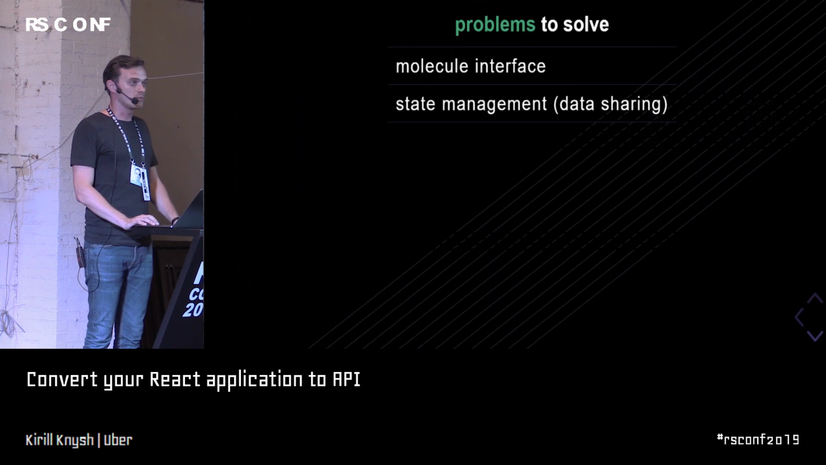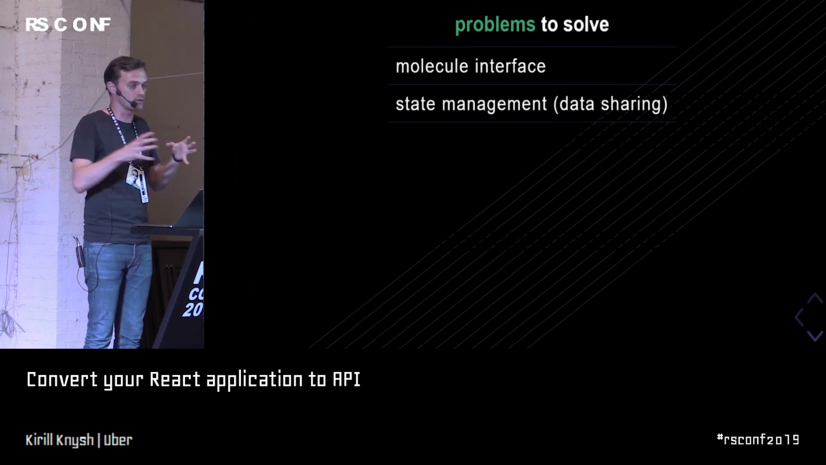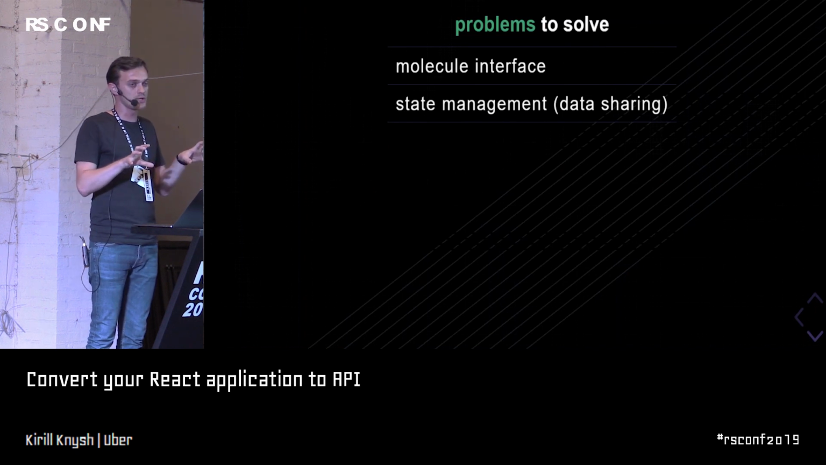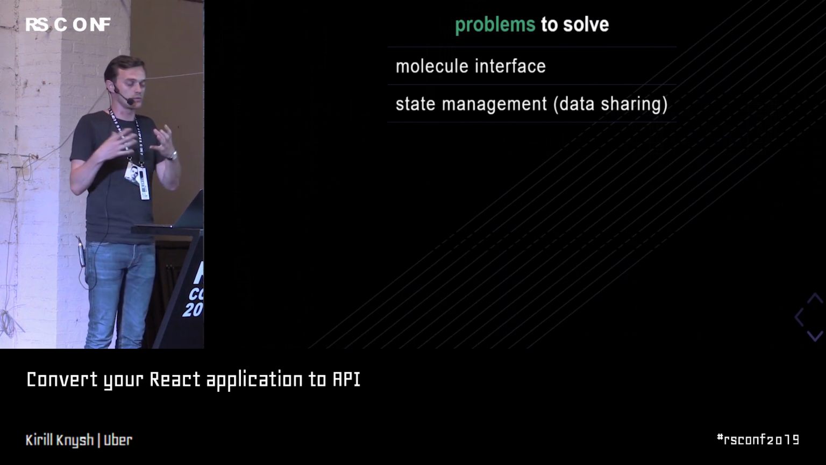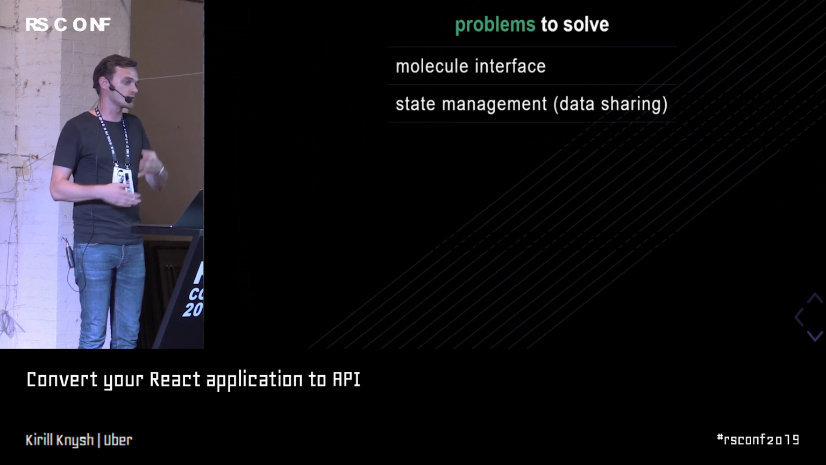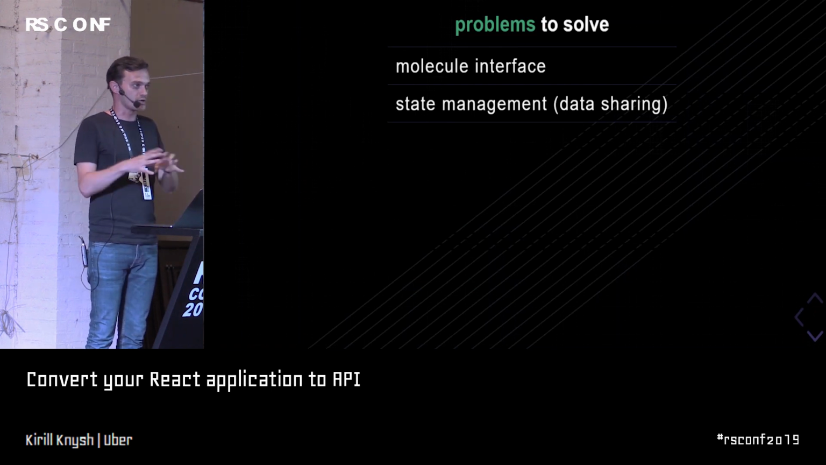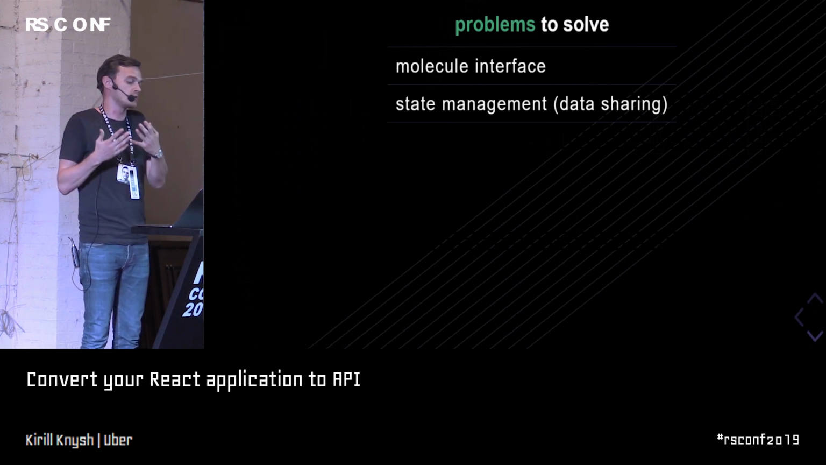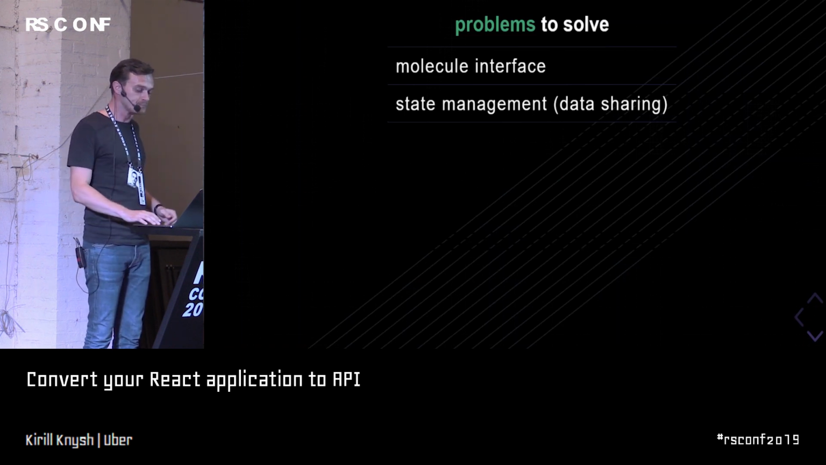Another problem to solve was state management. For example, in the same flow, we may have several steps, and let's say two steps may require the same data, and we don't want to fetch this data multiple times from the backend, of course. So we want to share this data. How do we add state management, how do we share data between flows, between different steps?